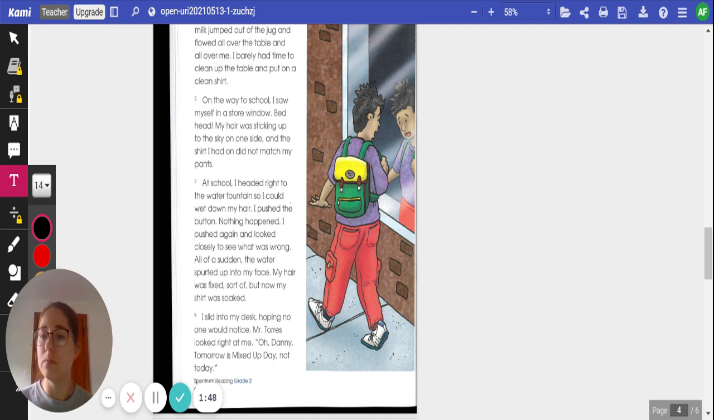I pushed the button. Nothing happened. I pushed again and looked closely to see what was wrong. All of a sudden, the water splurted into my face. My hair was fixed, sort of, but now my shirt was soaked. I slid into my desk, hoping no one would notice. Mr. Torres looked right at me. Oh, Danny, tomorrow is Mixed Up Day.